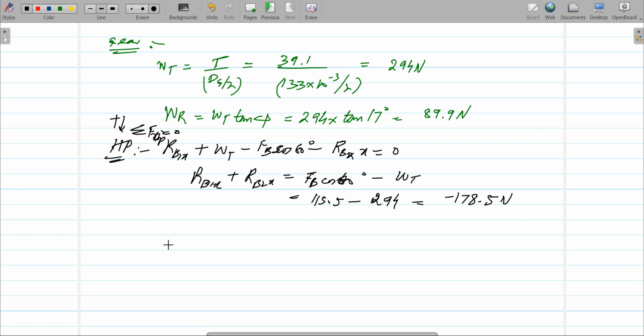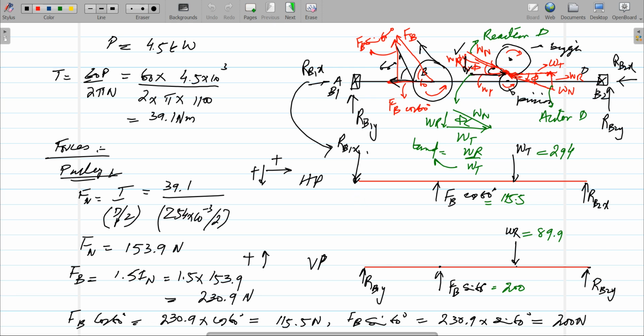The second thing is to take the moment about point B1 equals to 0, taking anti-clockwise as positive. So we have to take moment about this point, which is point A or B1, whatever you call it. So the moment can be written as FB cos 60 into the distance between FB and RB1x, which is 0.2, and it's in the anti-clockwise direction.